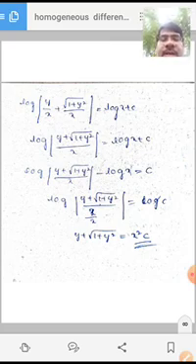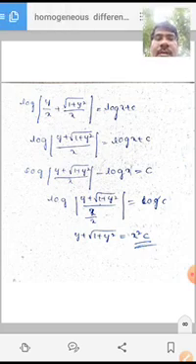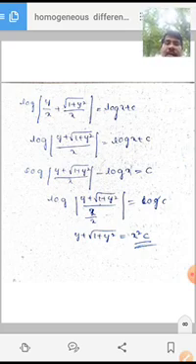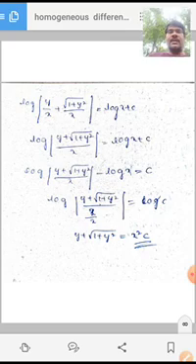After simplification, we get log of y plus square root of x square plus y square by x, minus log x, is equal to c. So log of y plus square root of x square plus y square by x is equal to log c. Hence y plus square root of x square plus y square is equal to x square c. Here this is the homogeneous differential equation.